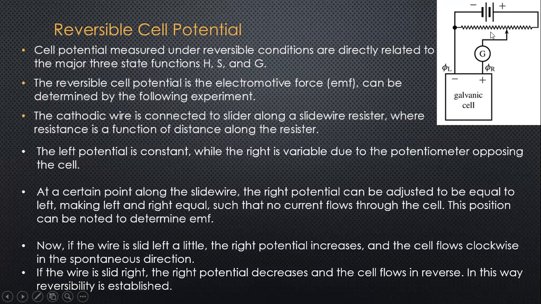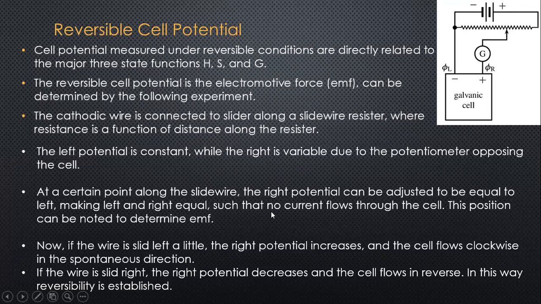At a certain point along this slide wire, the right potential can be adjusted to equal the left, making the left and right equal. And if the left potential and the right potential are equal, no current will flow through this cell. Thus, this position can be noted, and it can be used to determine the electromotive force, because the potential up top is constant. And if we note how far this is, we can figure out the point where they cancel out.